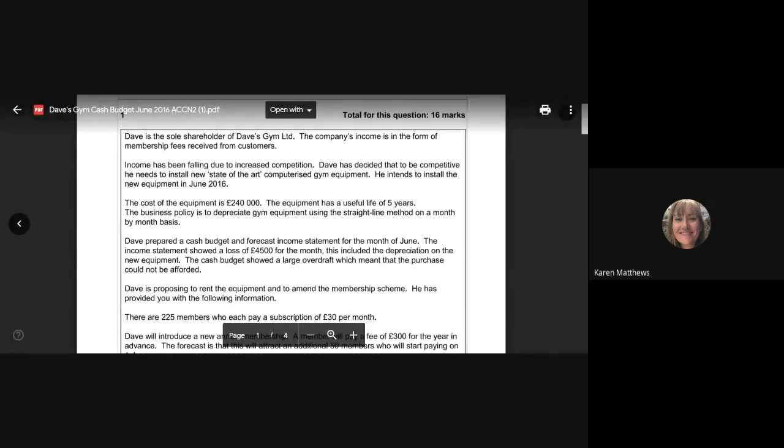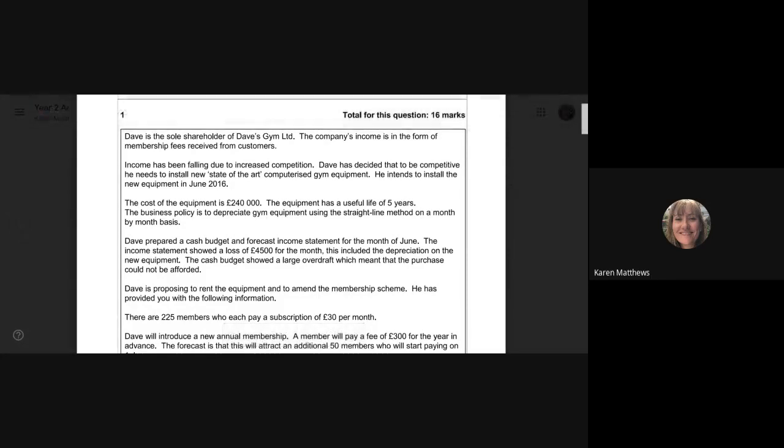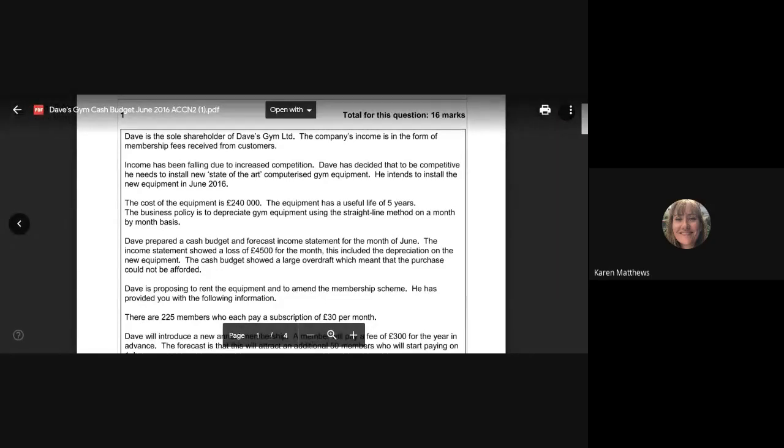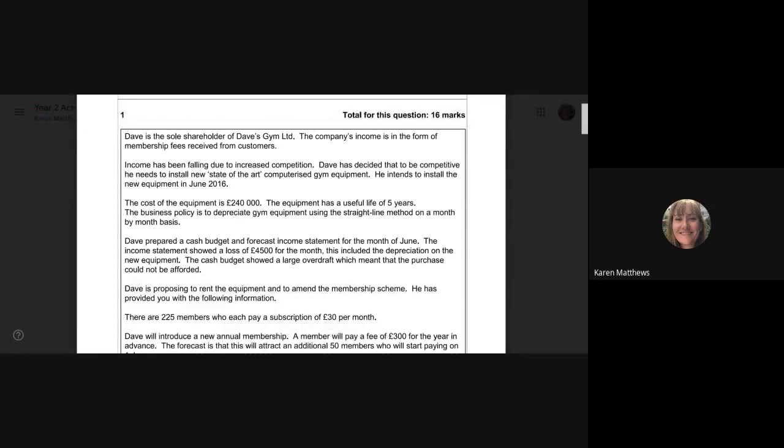The company's income is in the form of membership fees received from customers. Income has been falling due to increased competition. Dave has decided that to be competitive, he needs to install new state-of-the-art computerized gym equipment. He intends to install the new equipment in June 2016.